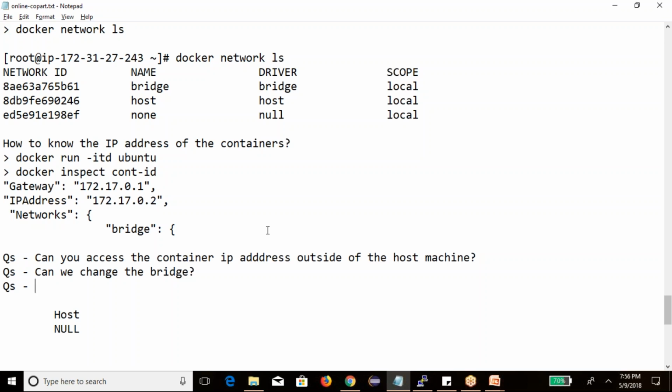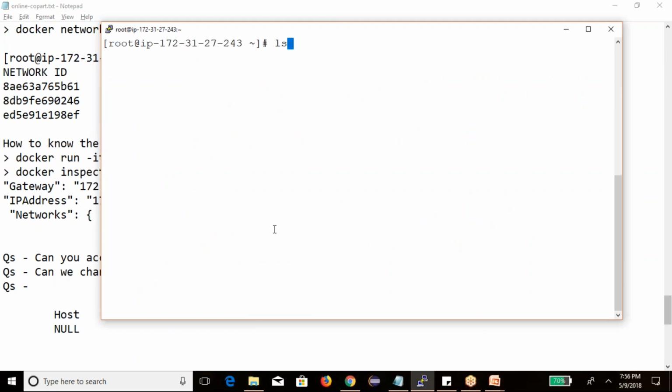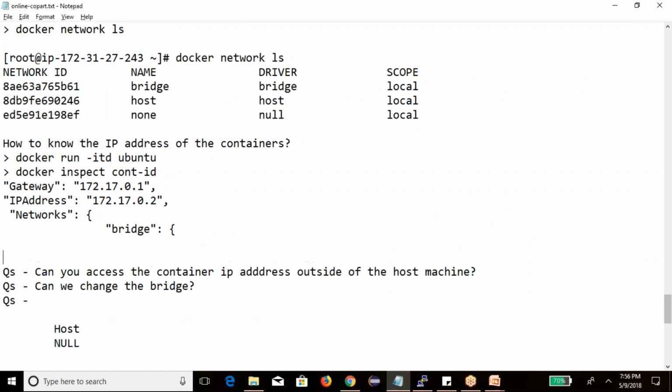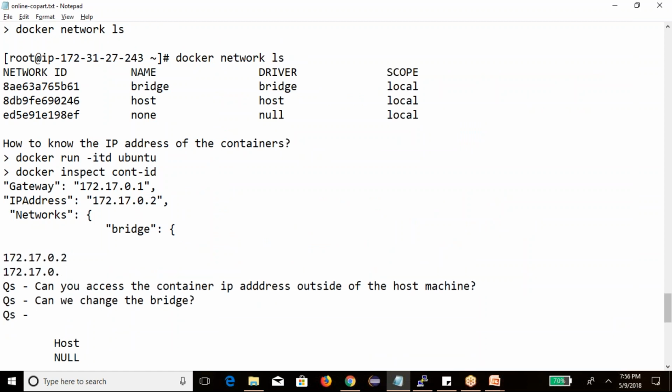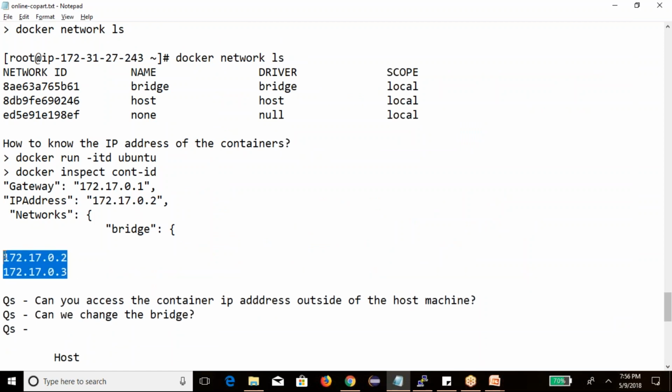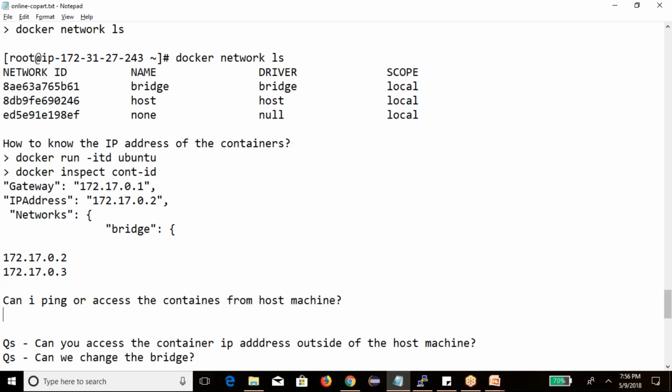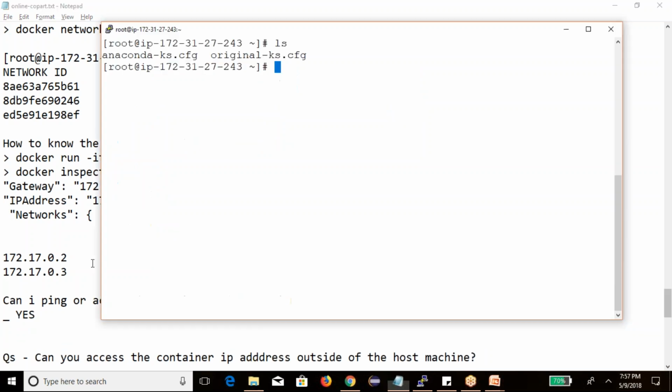Okay, no questions. So now let me show you the real implementation. So now you know that there's one container which you have got with this IP address, and another container you got with this IP address. So all together you got this IP address. The question is, can I ping or access the containers from the host machine? Answer is yes. Let's look at this.